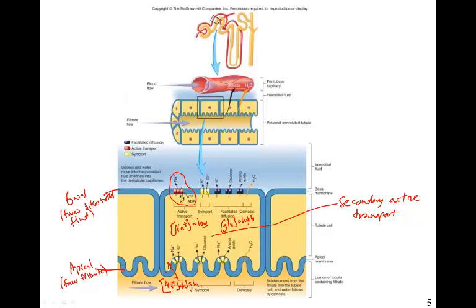PCT cells burn huge amounts of energy. The kidney is second only to the brain in how much energy it consumes. And that's because of these sodium potassium pumps that keep sodium inside the cell low, that allow that transport to occur.